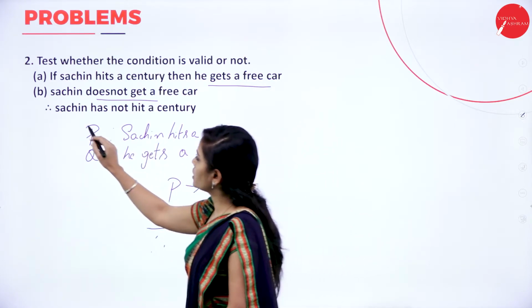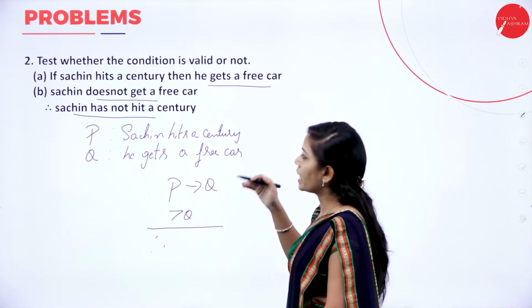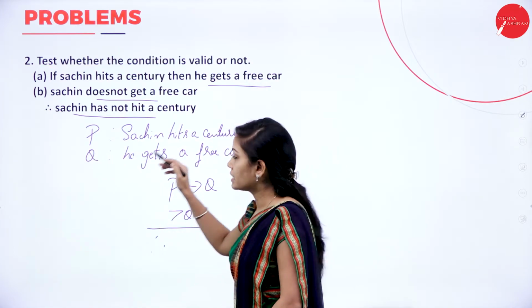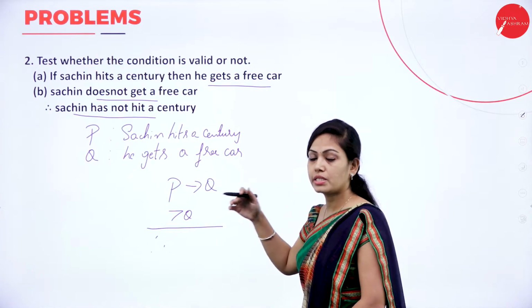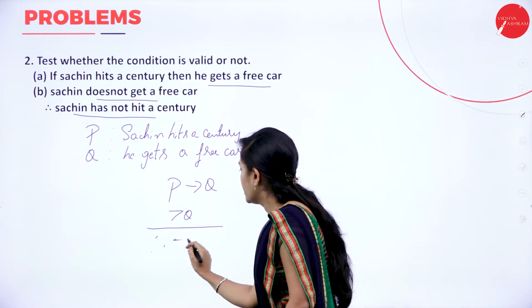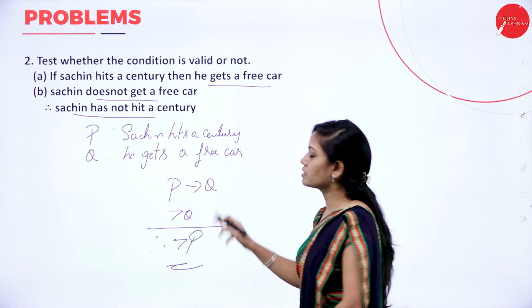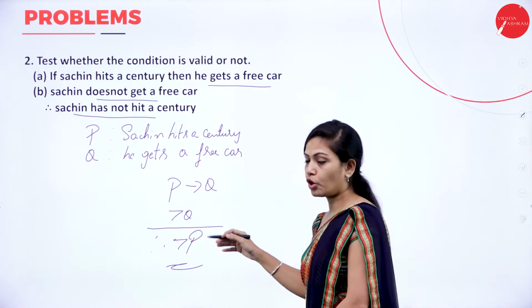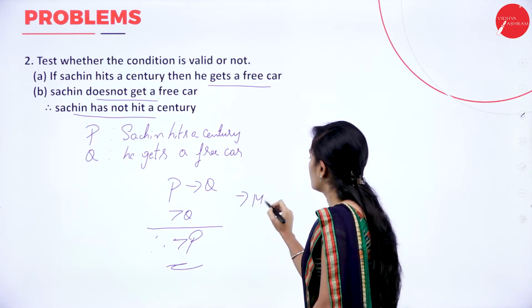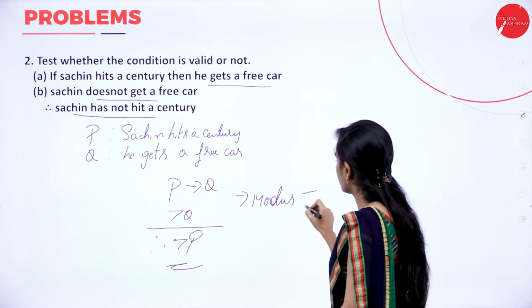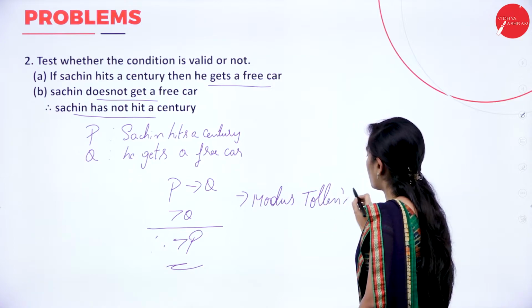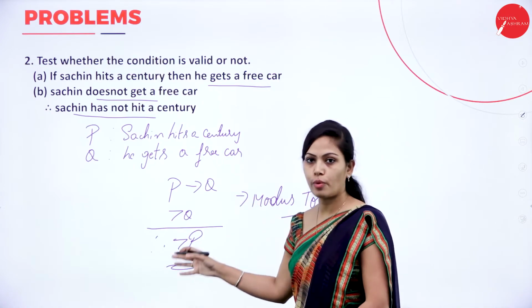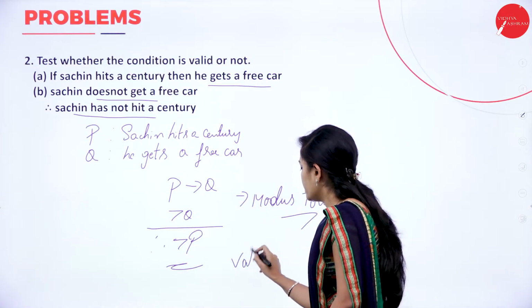Therefore, the conclusion is Sachin has not hit a century. Sachin hits a century is the statement P, so Sachin has not hit a century is negation P. So this is the tabular form of this statement. And this rule is called modus tollens. The modus tollens rule is a valid argument.